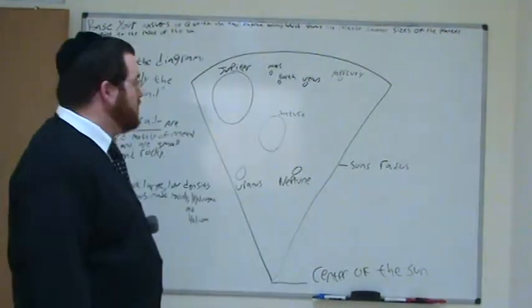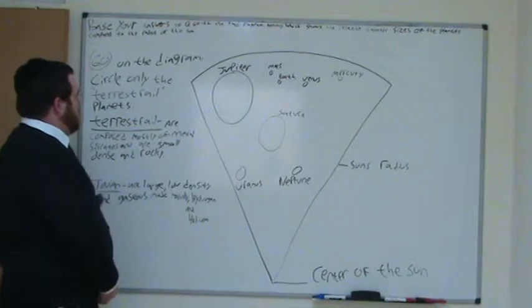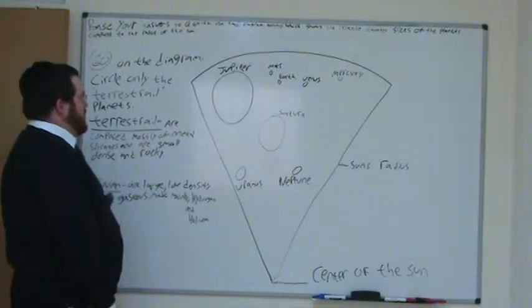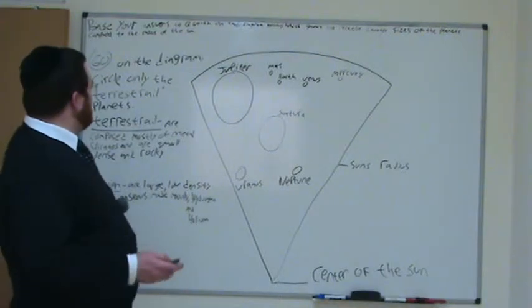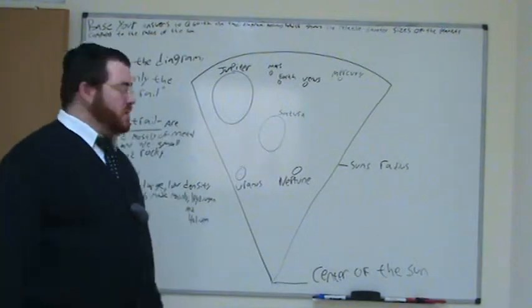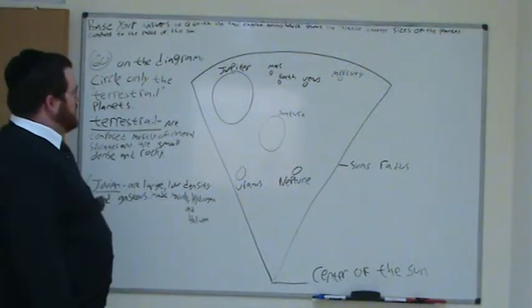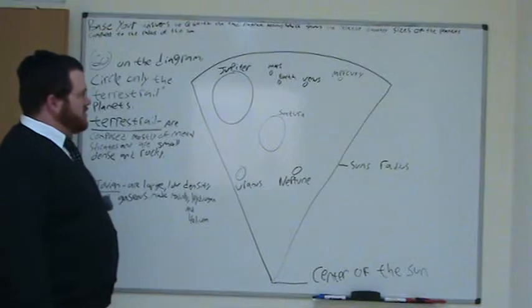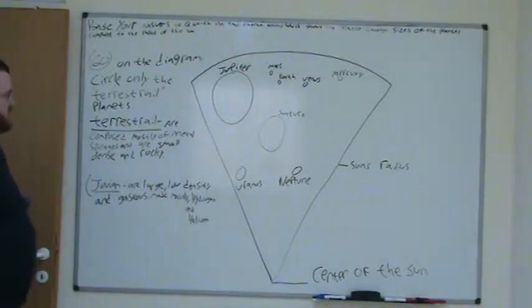Question 60. Base your answers to questions 60 through 62 on the diagram below, which shows the relative diameter sizes of the planets compared to the radius of the Sun.